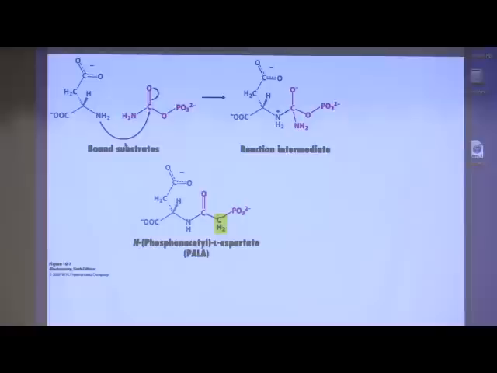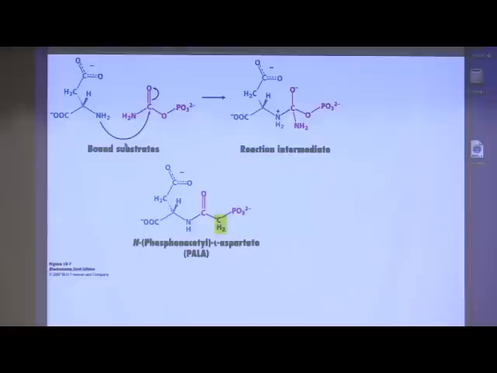One of those artificial substrates I'm getting ready to describe is a compound known as PALA, P-A-L-A. There it is right there. PALA is a compound that looks like aspartate, at least as far as ATCase is concerned. Okay? Well, it's not aspartate, but it does bind to the enzyme. In fact, PALA is a suicide inhibitor of the enzyme. It will bind at the catalytic site where aspartate would bind. Now, why do we care about that?